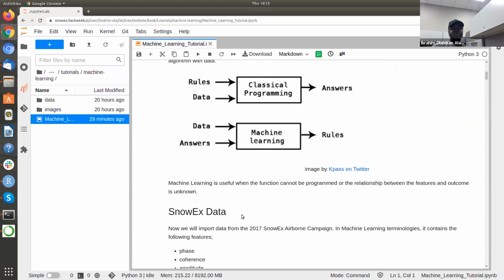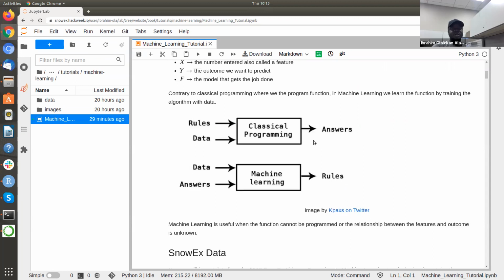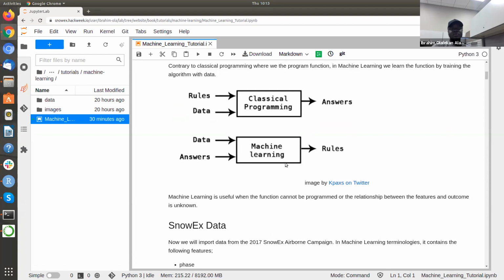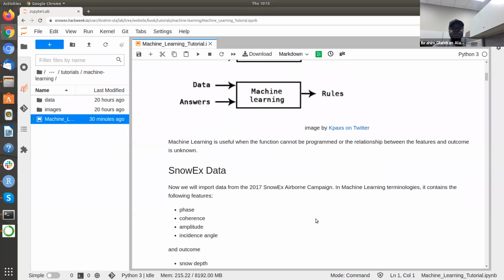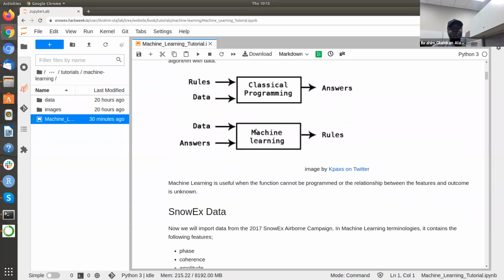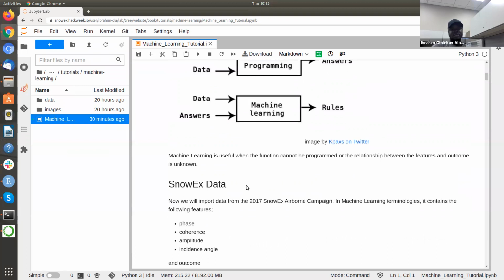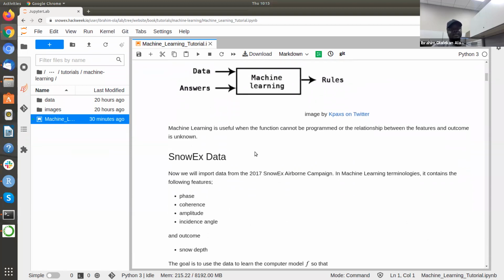Machine learning is useful when the function cannot be programmed. The function I mentioned is a very simple function that could be programmed, but in reality, we almost never know the function that maps the input to the output. So machine learning comes in when we do not know how to program the function, or we do not know the relationship between the features and the outcome. I mentioned that we train our machine learning algorithm using some data sets, so it is a good time to introduce what a data set is.